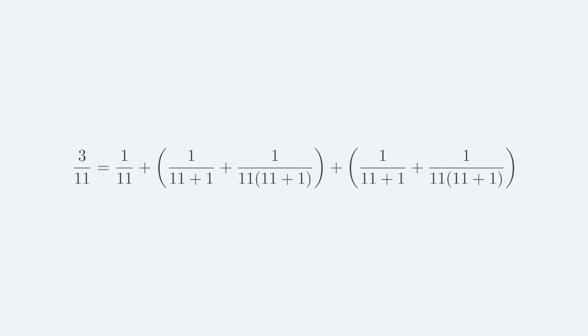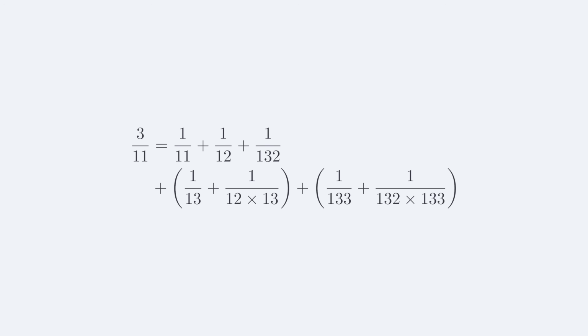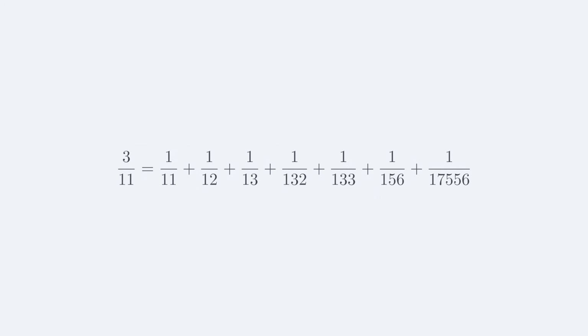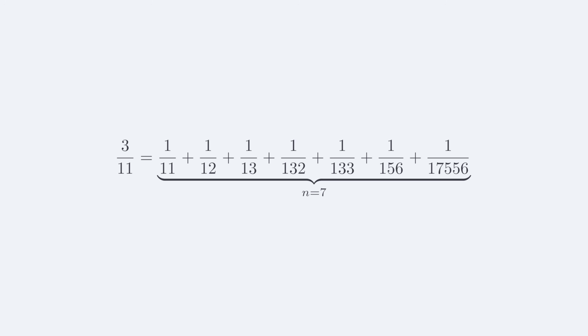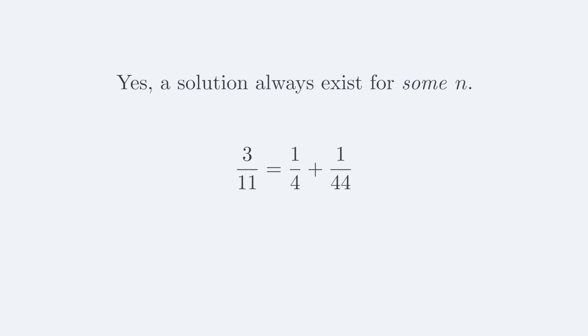I keep the first 1/11 and expand the remaining 2. Then I keep the first expansion and expand the second expansion. I can just keep expanding as the integers are infinite. The conclusion is that we can always find a solution for some n. Here, n is 7. But this solution is not juicy. I 100% prefer this one.